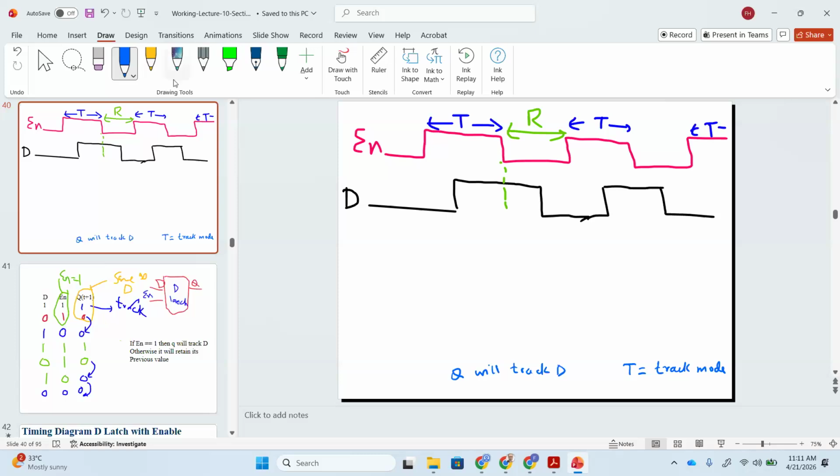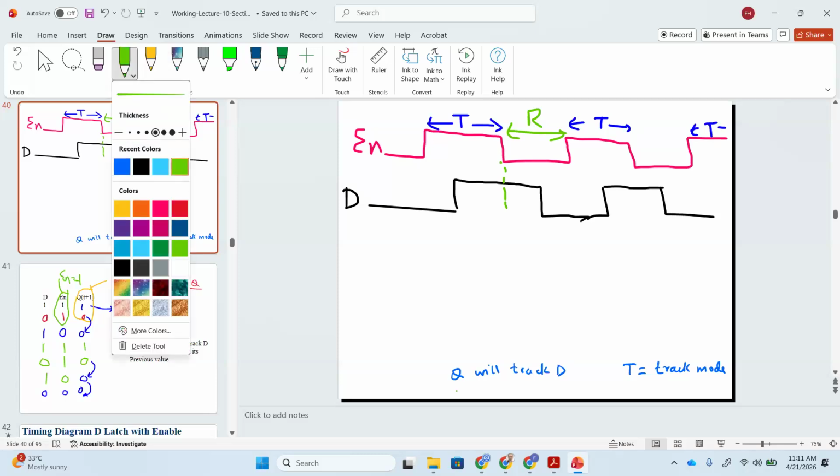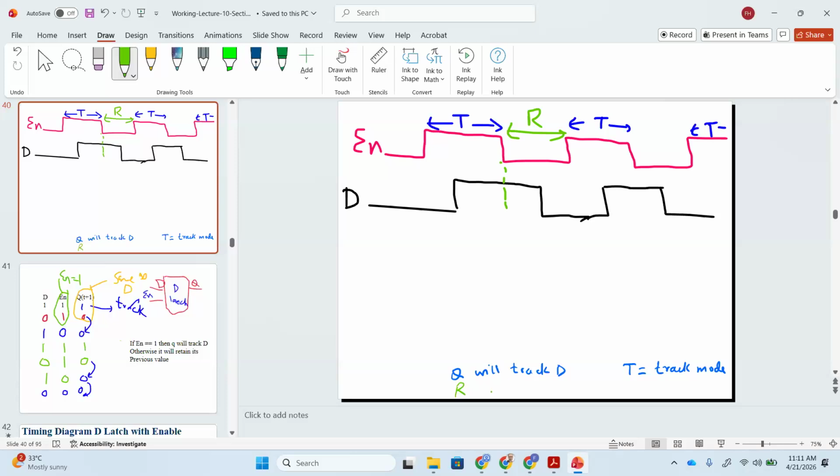And then we have the retain mode, which is shown in green color. R stands for the retain mode. So please look at the color code. This R is in green, so this is the retain mode. This is the track mode. Clear? So Q will track D, and in R, Q will retain its previous value.